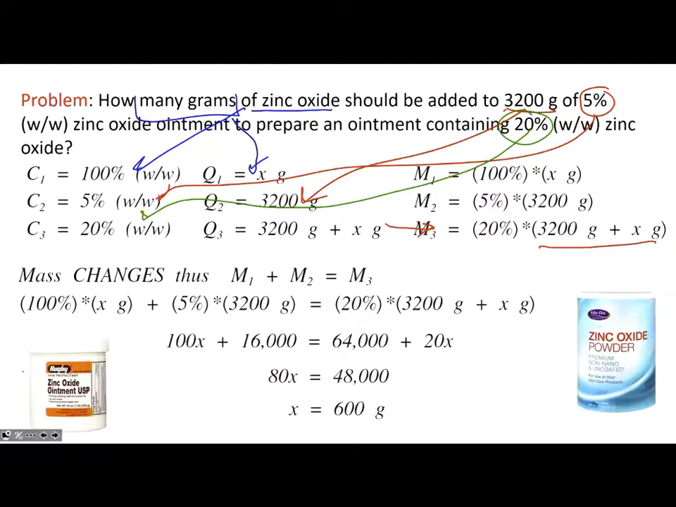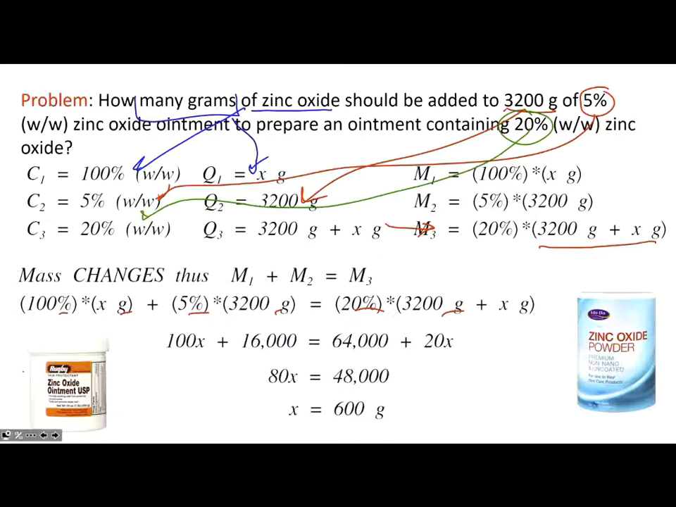Let's pull down the masses. My initial mass is 100% times X grams plus the 5% times the 3,200 grams. Those are my two ingredients. That's going to equal my final concentration 20% times its quantity of 3,200 plus X. Check my units: percent, grams, grams, grams, so I don't have to mess with that. So what is 100 times X? 100X. Plus, what is 5 times 3,200? 16,000. No magic there.